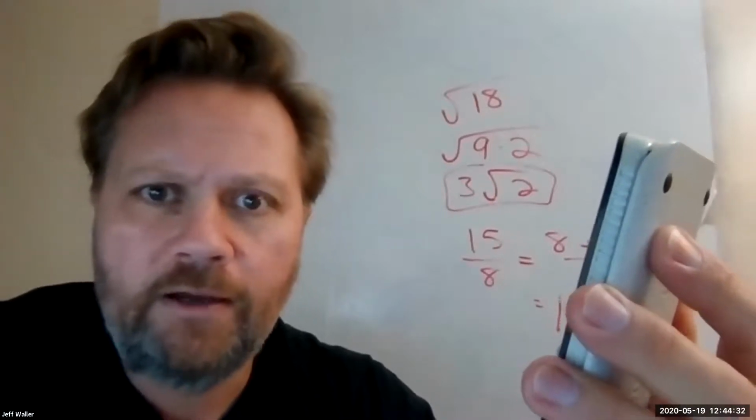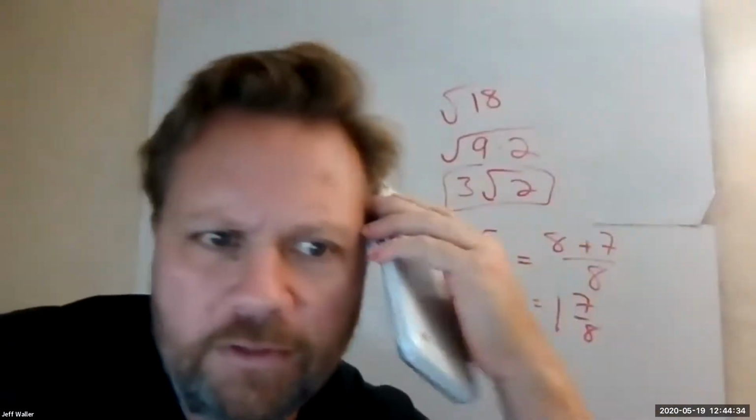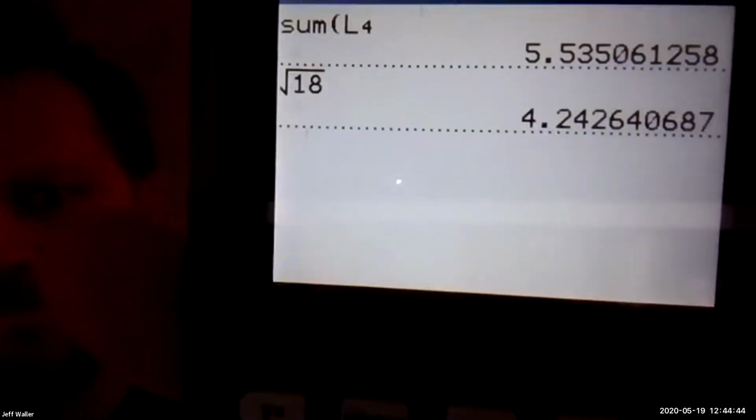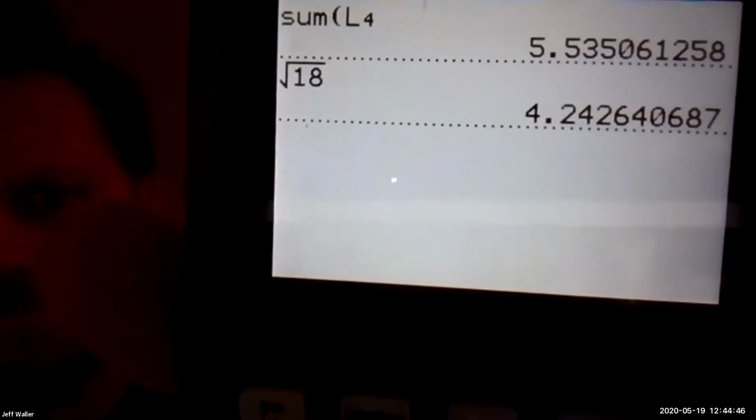Does everybody have a calculator? Am I alone? The 2 people I can see, is that a video? Are you guys with me? All right, here. You guys are driving me a little crazy. Yes. Right? See the square root of 18?